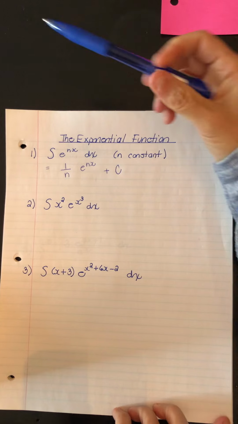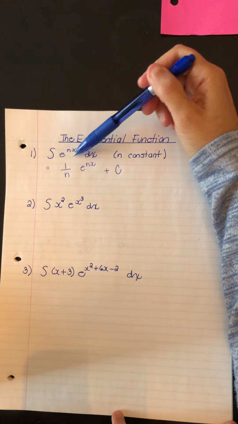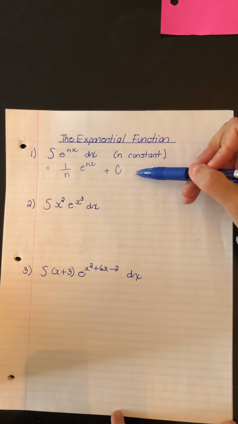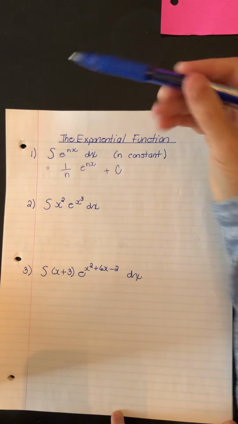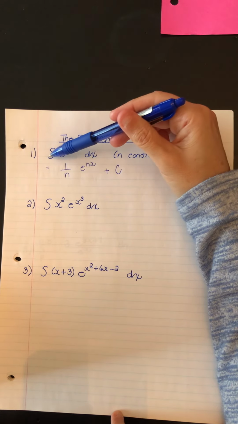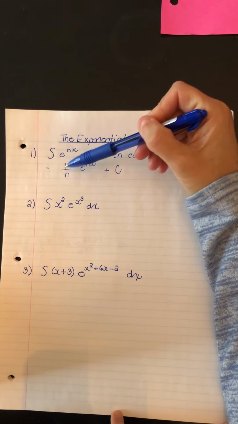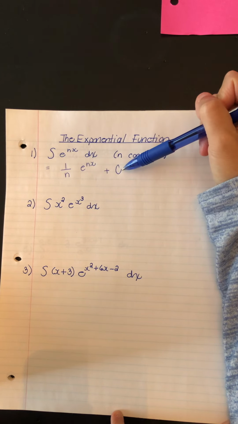Okay, so again, we're comparing this with e to the u. The derivative of u happens to be a number, the number in this case n. Okay, so we can go right away to this form. And this means if, for example, this is the integral of e to the 5x dx, this would be 1/5 e to the 5x plus c.